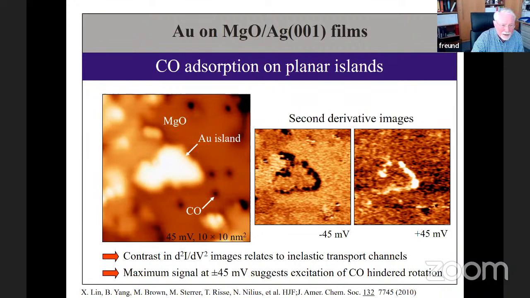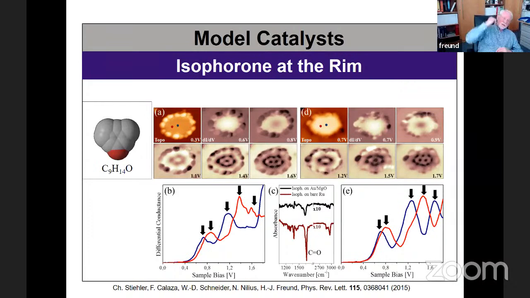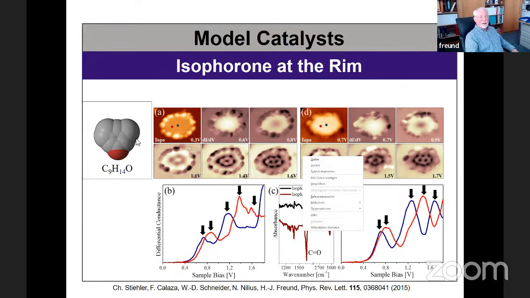And since my group consisted of chemists and physicists, Christian Stieler, who was a physicist, asked one of the chemists, do you have a molecule that doesn't do much, but that somehow adsorbs on the surface? And one of his colleagues told him, well, take this molecule. This is isophorone. Isophorone is a cyclic hydrocarbon with an oxygen at the edge. So it looks like a big CO molecule with a too large carbon atom.